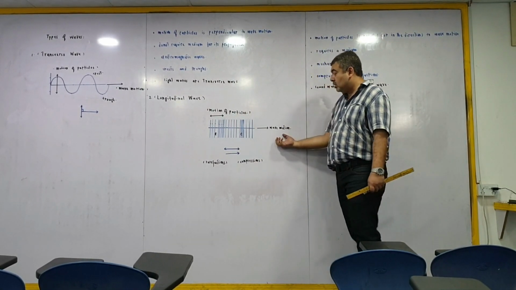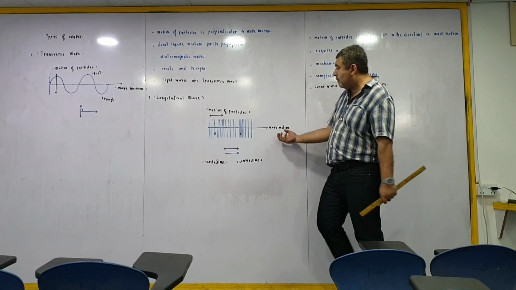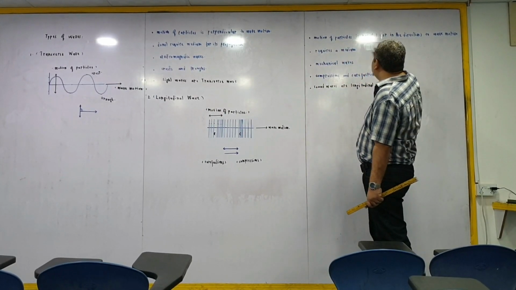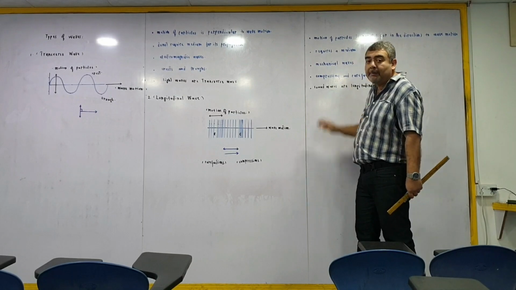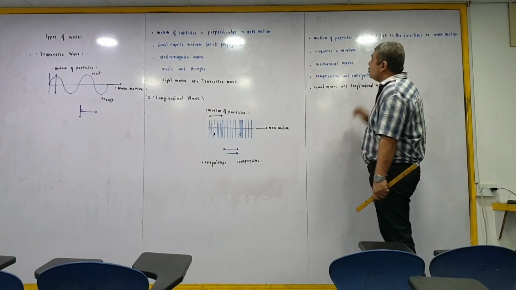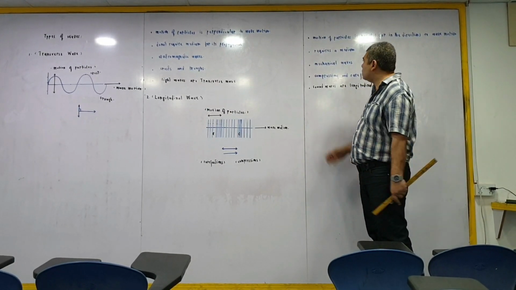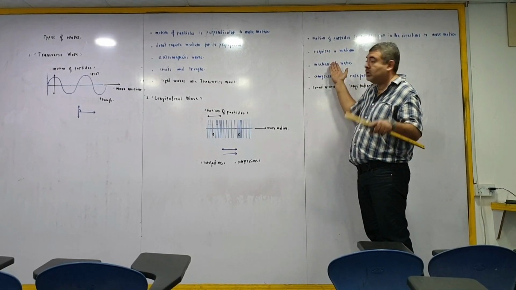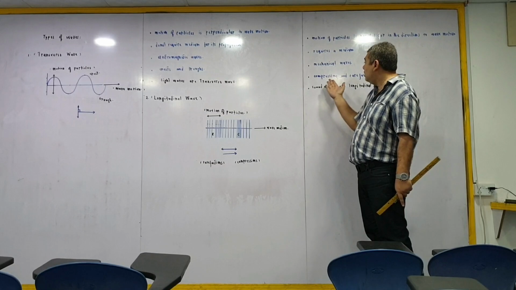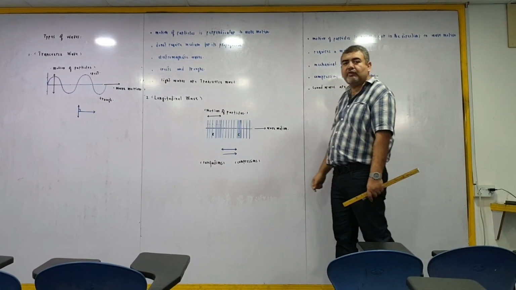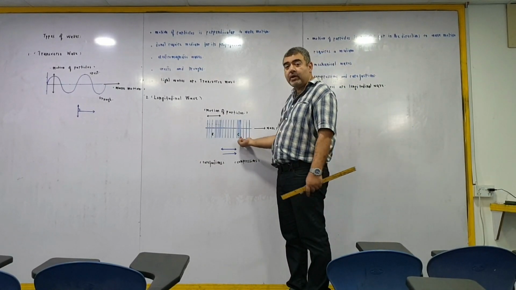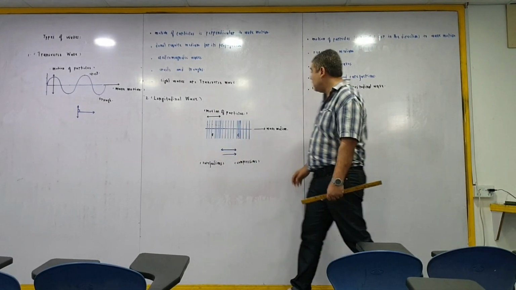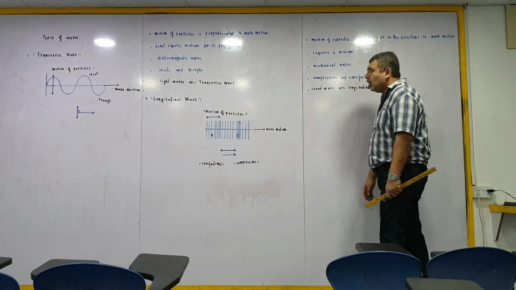Longitudinal waves. Example: they are produced in a string. So how can we define them? It's a type of wave in which motion of particles is parallel to wave motion or in the direction of that wave motion. Longitudinal waves require a medium for their propagation. They have a mechanical nature. They consist of compressions and rarefactions. What are compressions? These are the regions of high energy, and rarefactions are the regions of low energy. And last but not the least, sound waves are longitudinal waves.